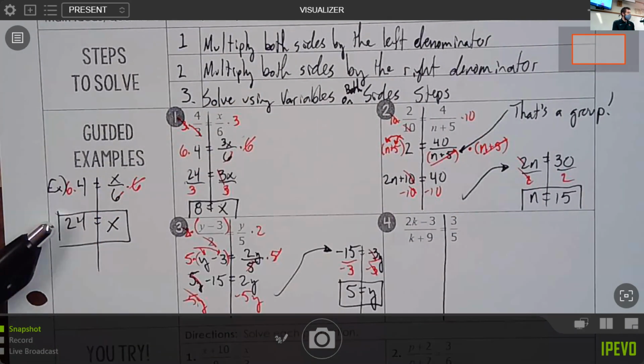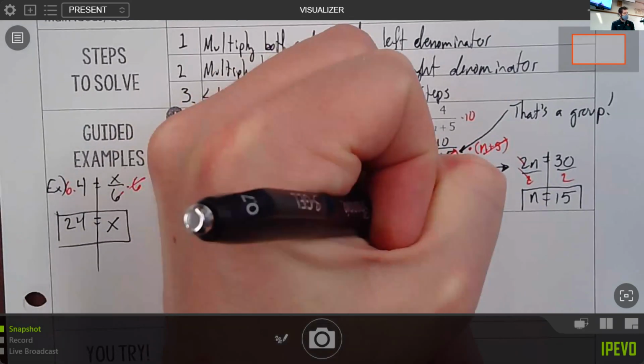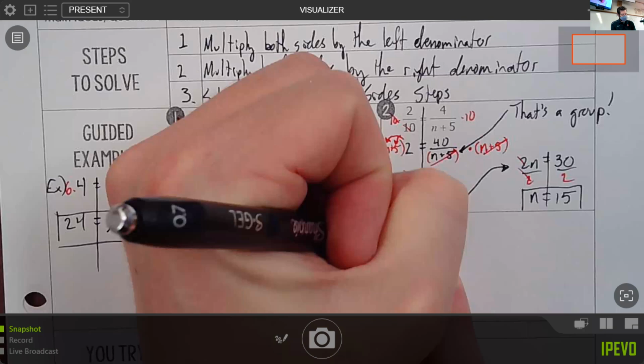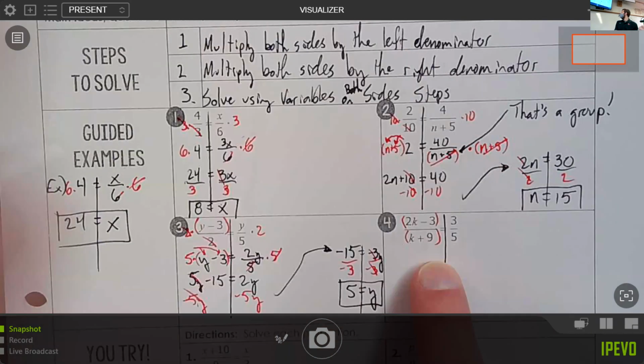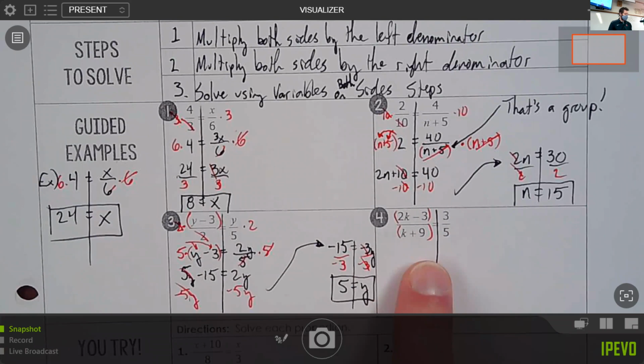All right, number 4. The top, 2k minus 3, that is a group. I'm going to put that in parentheses. The bottom, k plus 9, is also a group. I'm going to put that in parentheses. Anytime you have adding or subtracting on the numerator or the denominator, just go ahead and start off right away by putting that in parentheses, because chances are you're going to end up distributing.